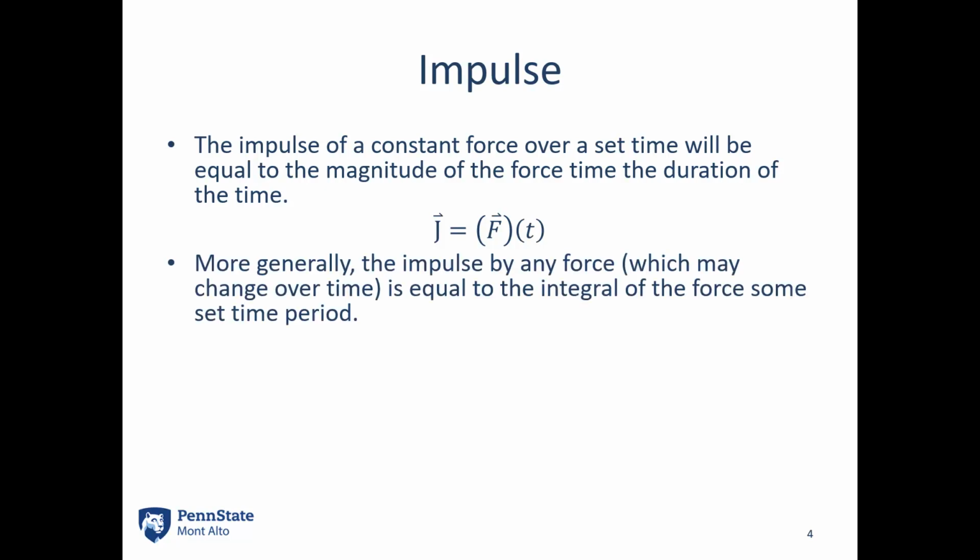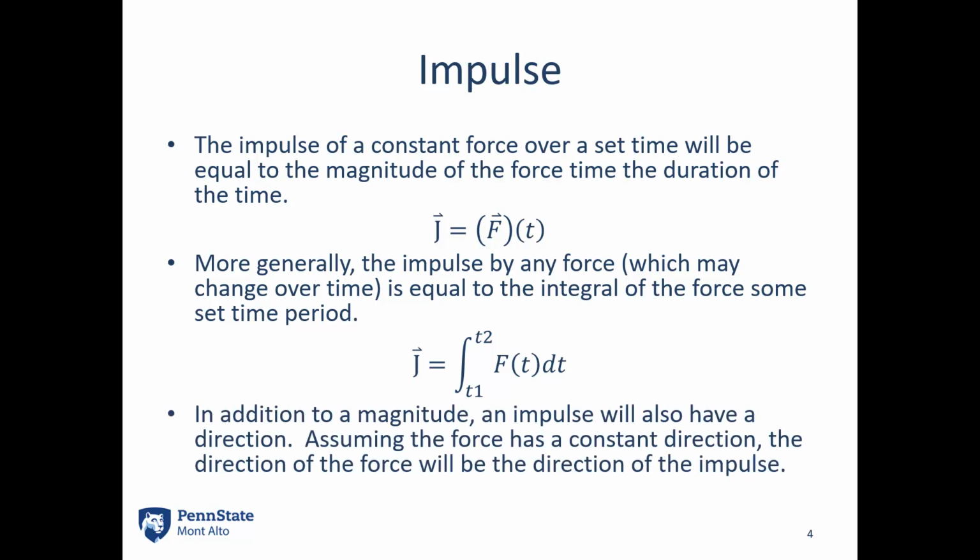All right, so more generally though, the impulse by any force, which the force may be changing over time, is going to be equal to the integral of the force over some set time period. So from time 1 to time 2, if I've got my force function, I take the integral, find the area under the curve, and that overall magnitude would be the area under the curve. Direction is just the direction of the force again.